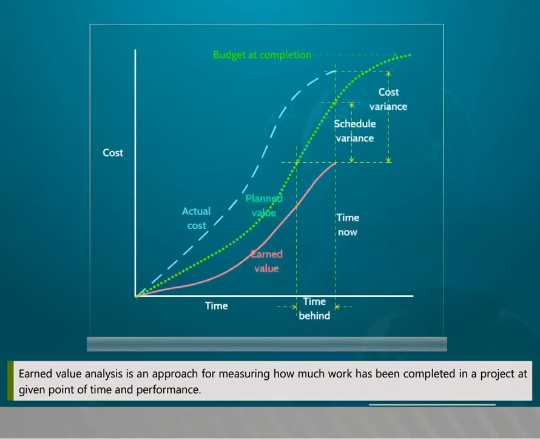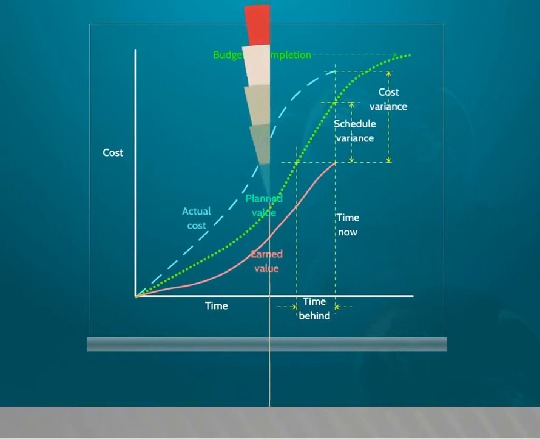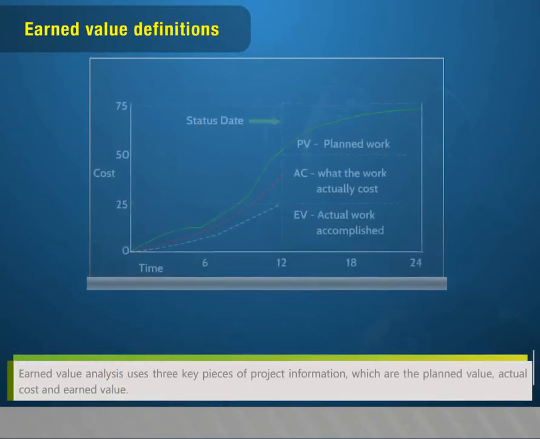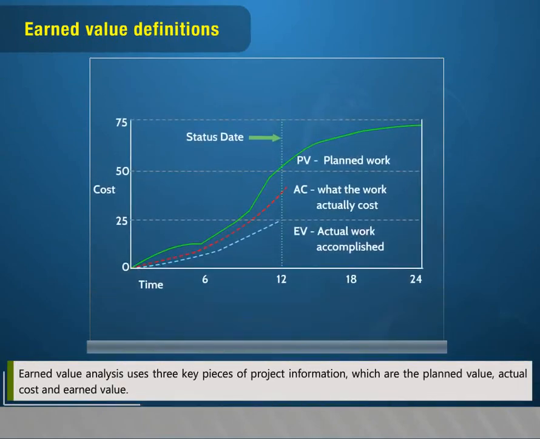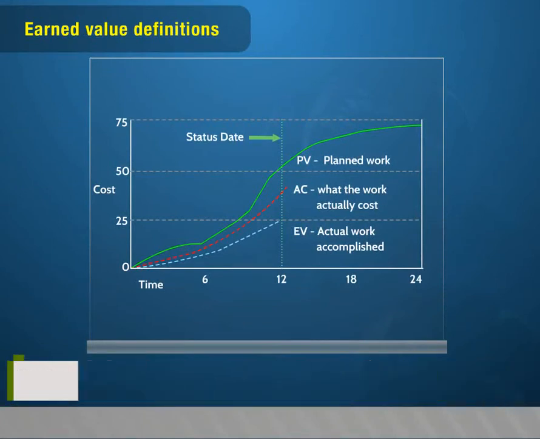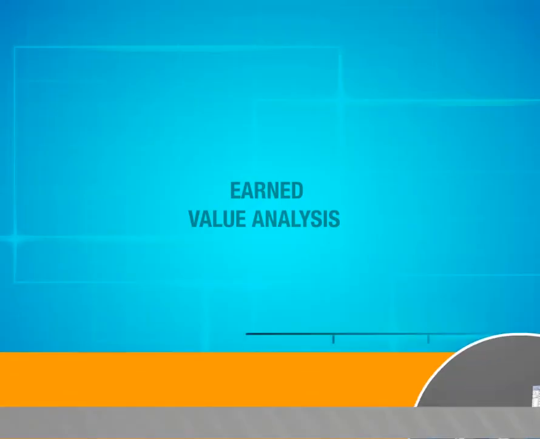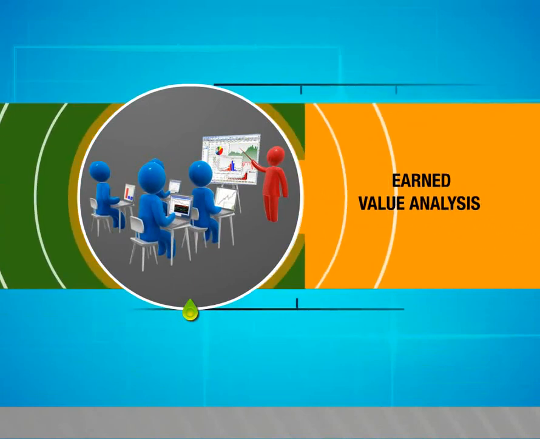Earned value definitions. Earned value analysis uses three key pieces of project information, which are the planned value, actual cost, and earned value. Planned value, that is PV, is the budgeted cost for the work scheduled to be done. This is the portion of the project budget planned to be spent at any given point in time. This is also known as the budgeted cost of work scheduled, that is BCWS.